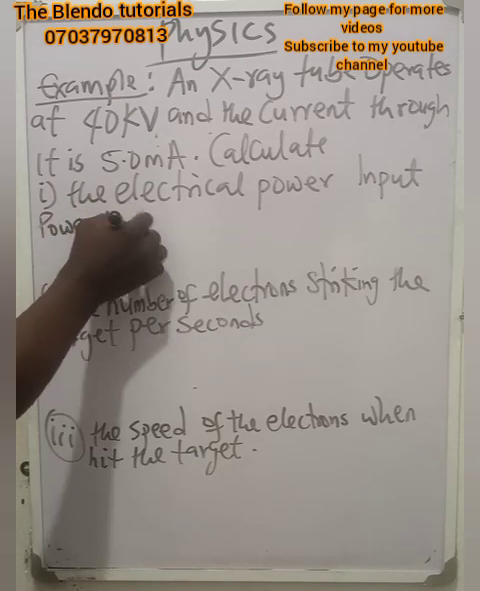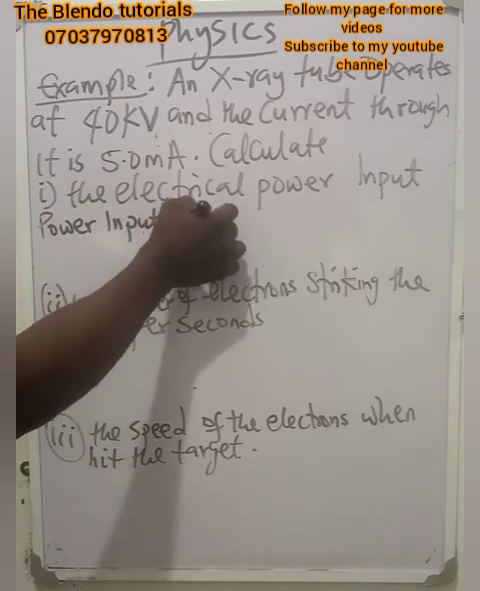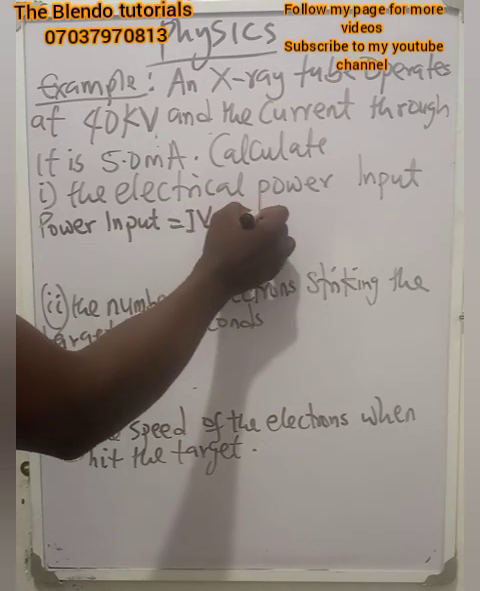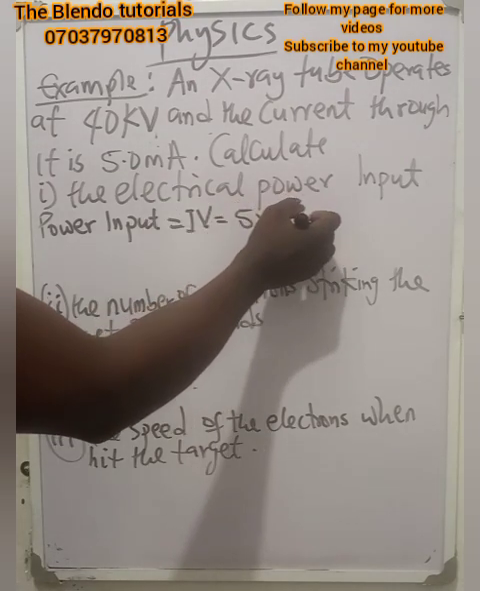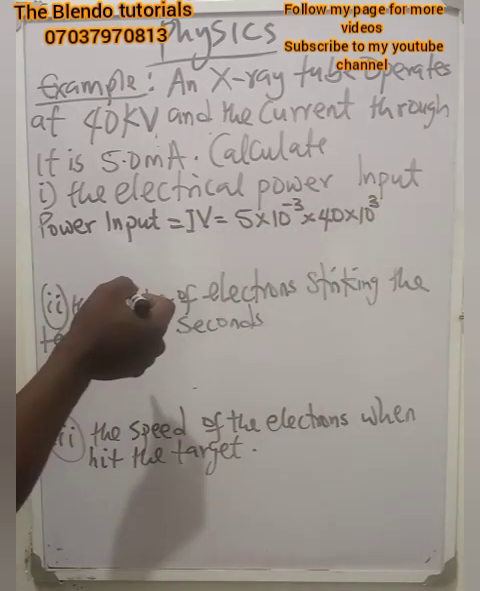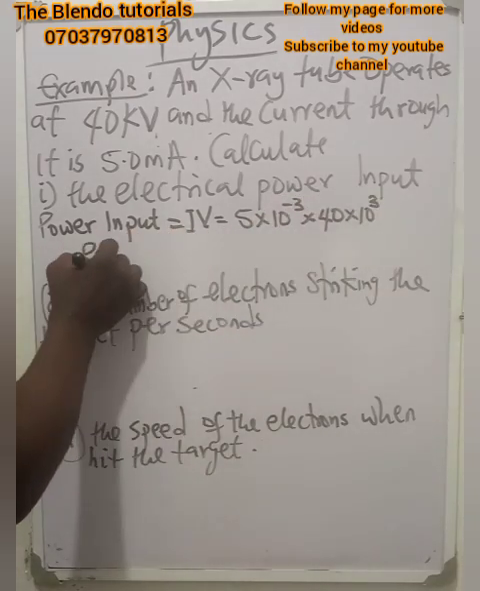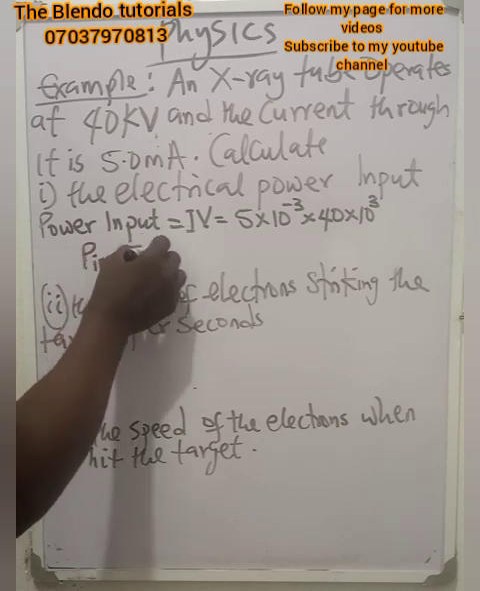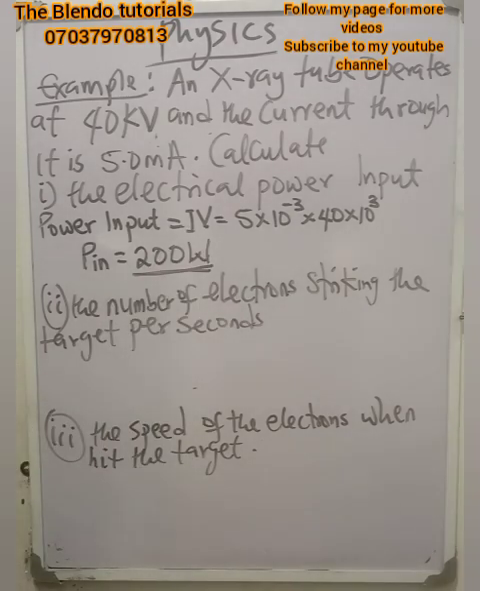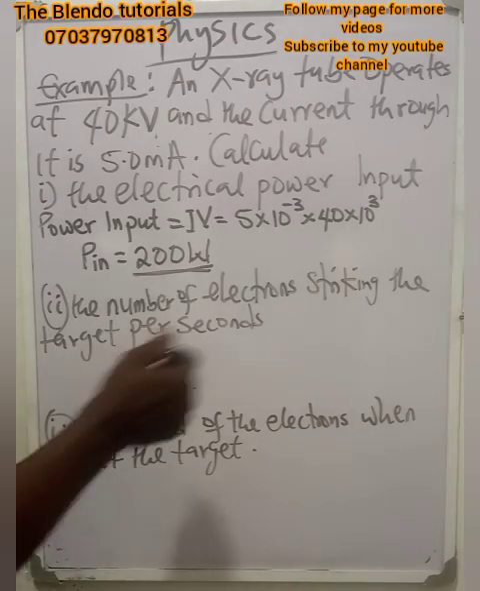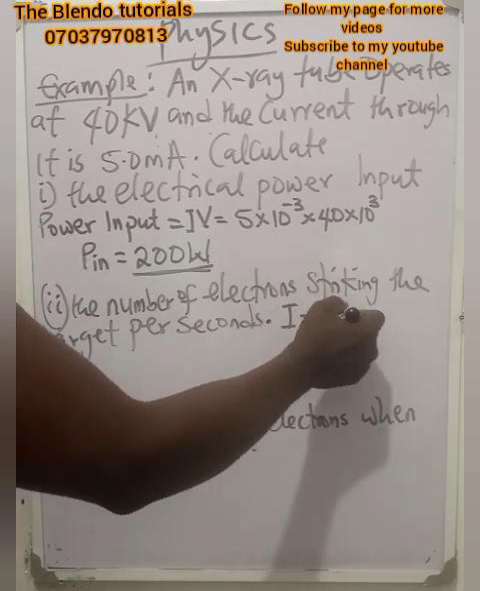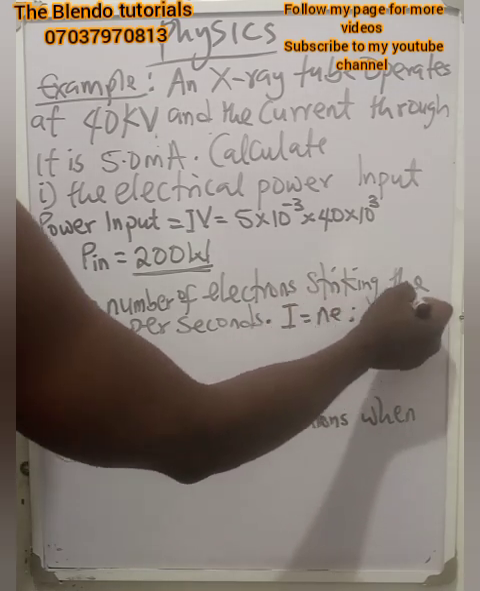Looking at this question: an X-ray tube operates at 40 kilovolt and the current through it is 5 milliampere. Calculate the electrical power input. Power input is IV, where I is current and V is voltage. The value milli is 10 raised to the power minus 3, kilo is 10 raised to the power 3. So 5 times 10 raised to the power minus 3 times 40 times 10 raised to the power 3 is equal to 200 watts.